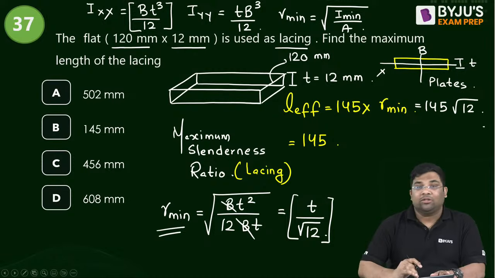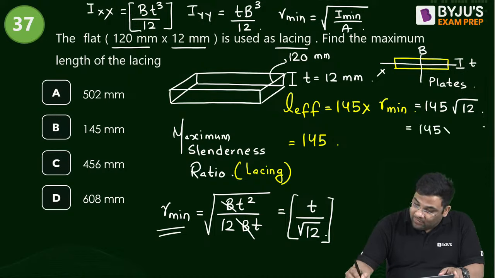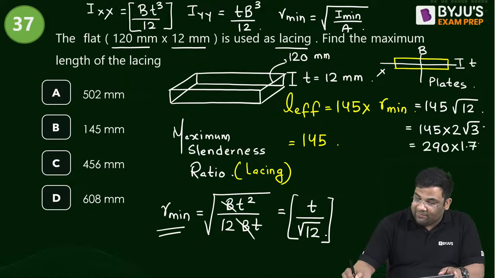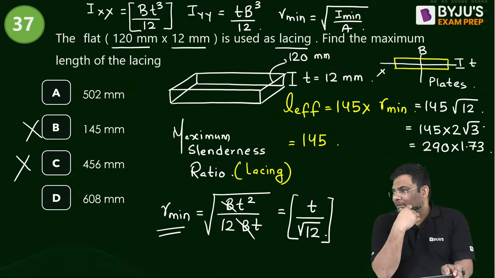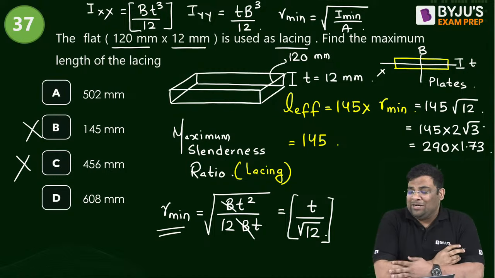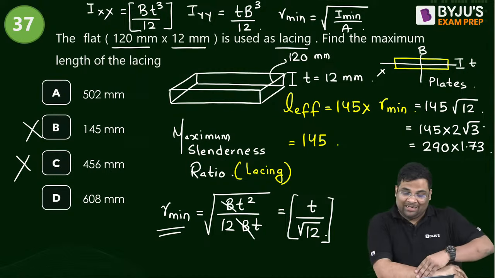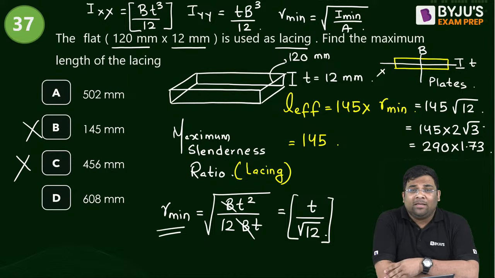Now you can do some calculations, right? A little bit of calculation is required. This I can say is 145. It is actually 4 into 3, so 2 root 3, right? So this can be written as 290 into root 3, which is 1.73. You can see, obviously, it is not this option and this option. It will be around 500. Thank you, civil tricks. So how much are you getting? Tell me the answer. Approximately, 290 into 1.73. It is A.